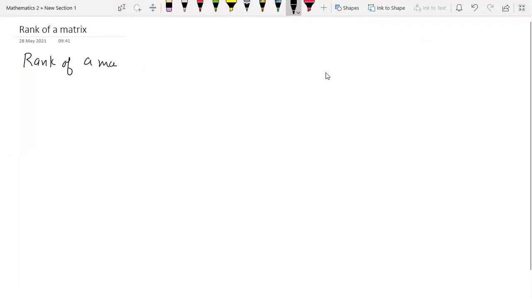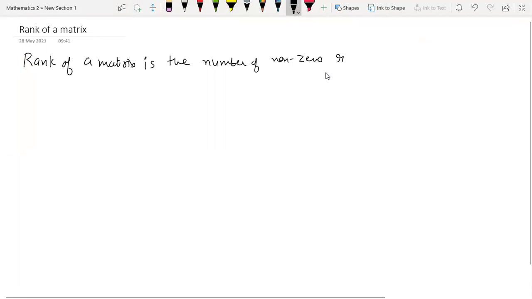So rank of a matrix is the number of non-zero rows in row reduced echelon form of that matrix.